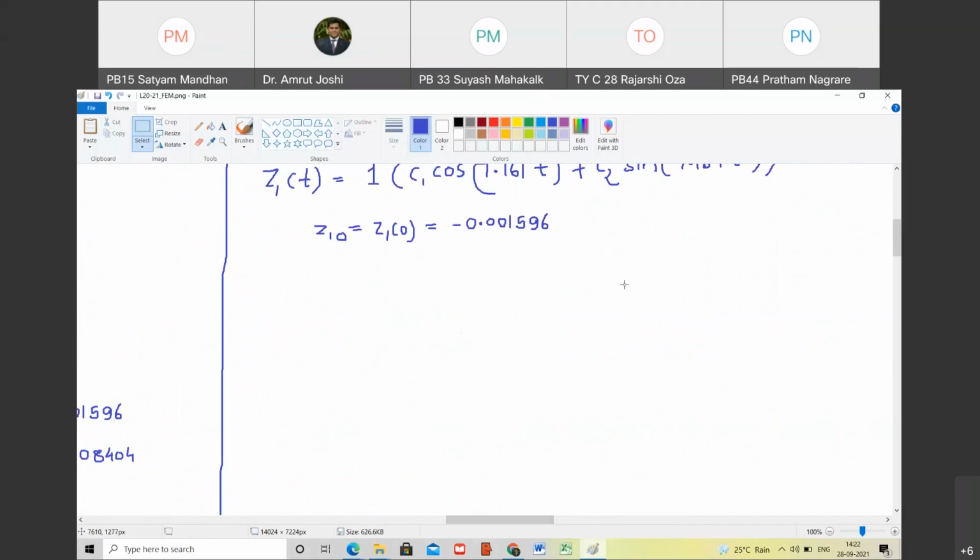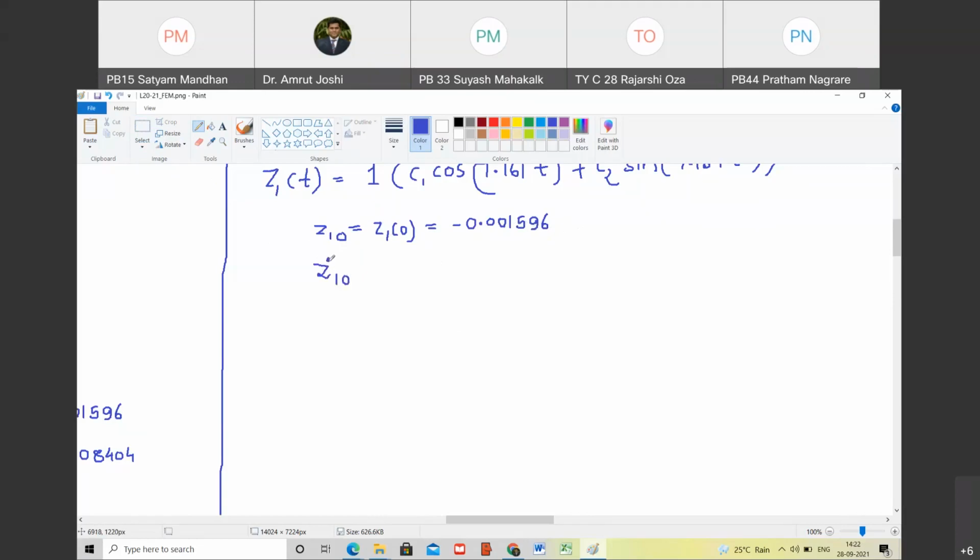You may find that there is a lot of calculation involved even in a 2 degree of freedom system, but you have to understand that afterwards you are going to upload this job to the computer. You are going to program it. It doesn't matter whether it is a 2 degree of freedom system or a million degree of freedom system, the program is going to do everything for you. So therefore Z1 of 0 is equal to minus 0.001596. Happy? Yes, sir. What is the second boundary condition?